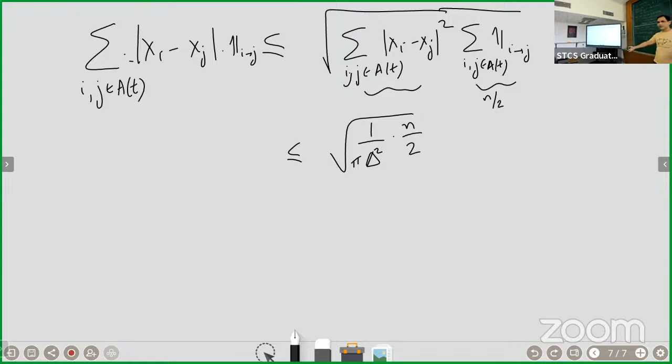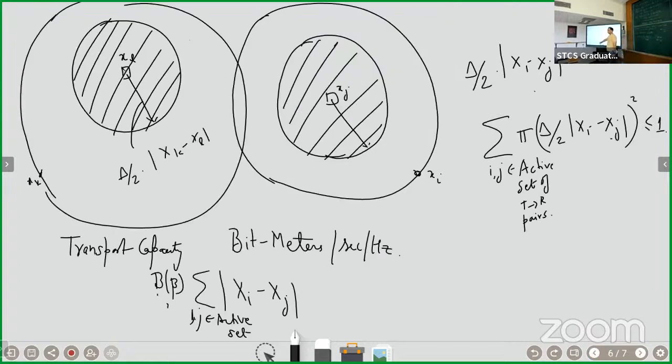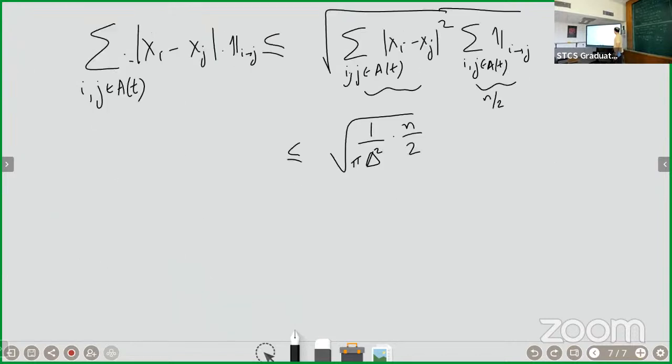Some distance could be very large, some distance could be very small. What am I summing? I'm summing all the successful distances here. So they're not necessarily equal, so I can't simply say that I'll just divide it. All I'm able to bound is that the overall bit meters I can transport in a network under the protocol model is at most square root n. Now we'll connect the SINR model and come back to this.